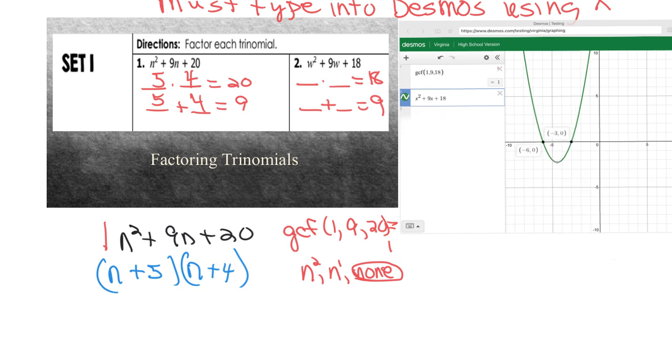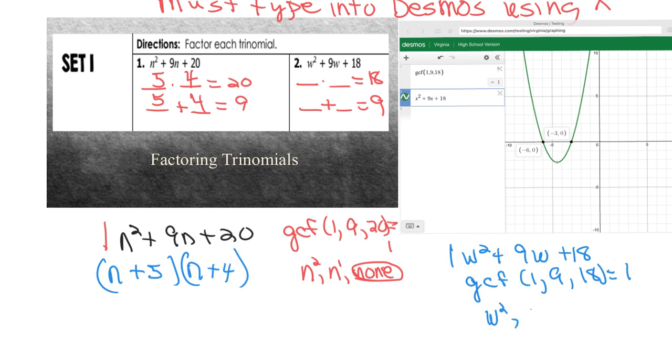All right, on my next example, I'm going to find the GCF. I have 1w squared plus 9w plus 18. And when I type into Desmos the GCF of 1, 9, and 18, it tells me that it is 1. I look at my variables. I have w squared, w to the first, and none. Therefore, there are none in the GCF. When my GCF is 1, I do not have to divide.